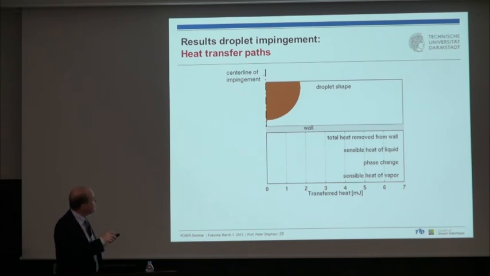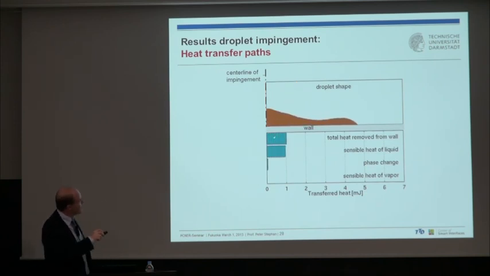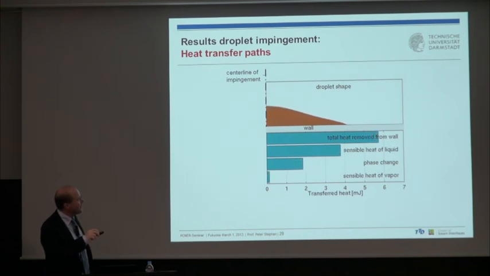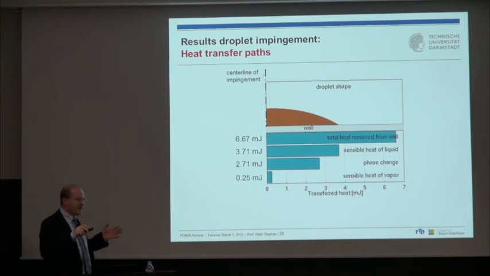So I start here again a small animation where the droplet is sitting here, but I show only part of it from the center line, and I show where the wall is hot, and where this energy of the wall goes to. This is the total heat removed from the wall, and we see that when the droplet spreads, it basically goes into sensible heat and heats up the droplet. So the droplet temperature is rising. But then when the surface tension forces become dominant and the droplet recedes in this direction, the phase change starts.